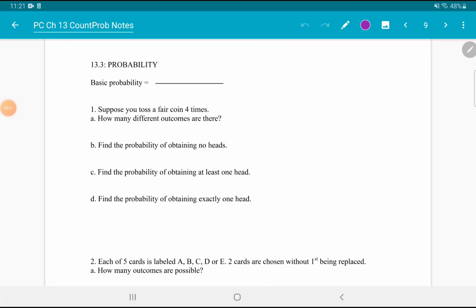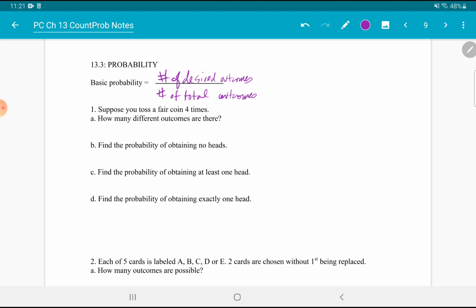In this video, we're going to take a look at basic probability. Basic probability is basically the number of desired outcomes divided by the number of total outcomes. That's it. Number one, suppose you toss a fair coin 4 times.